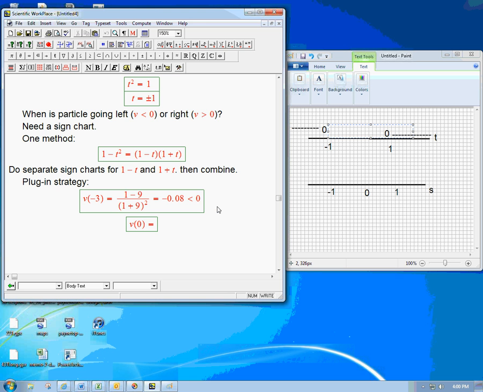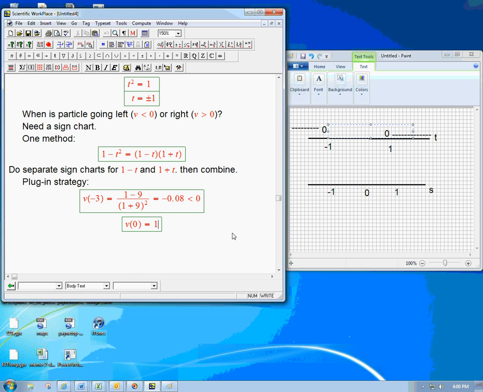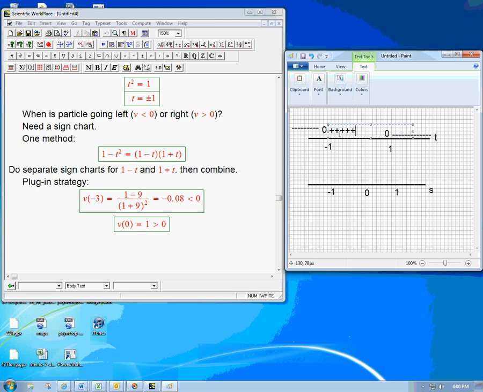Okay, we plug that back into the velocity function. 1 over 1, oh, that's 1. And that's certainly positive. Okay, so that's often the quickest strategy: once you've found the zeros, which are the possible turnarounds, just plug in a few values and you get minus 0 plus, or minus 0 plus 0 minus. Okay, so now we know which way it's going.